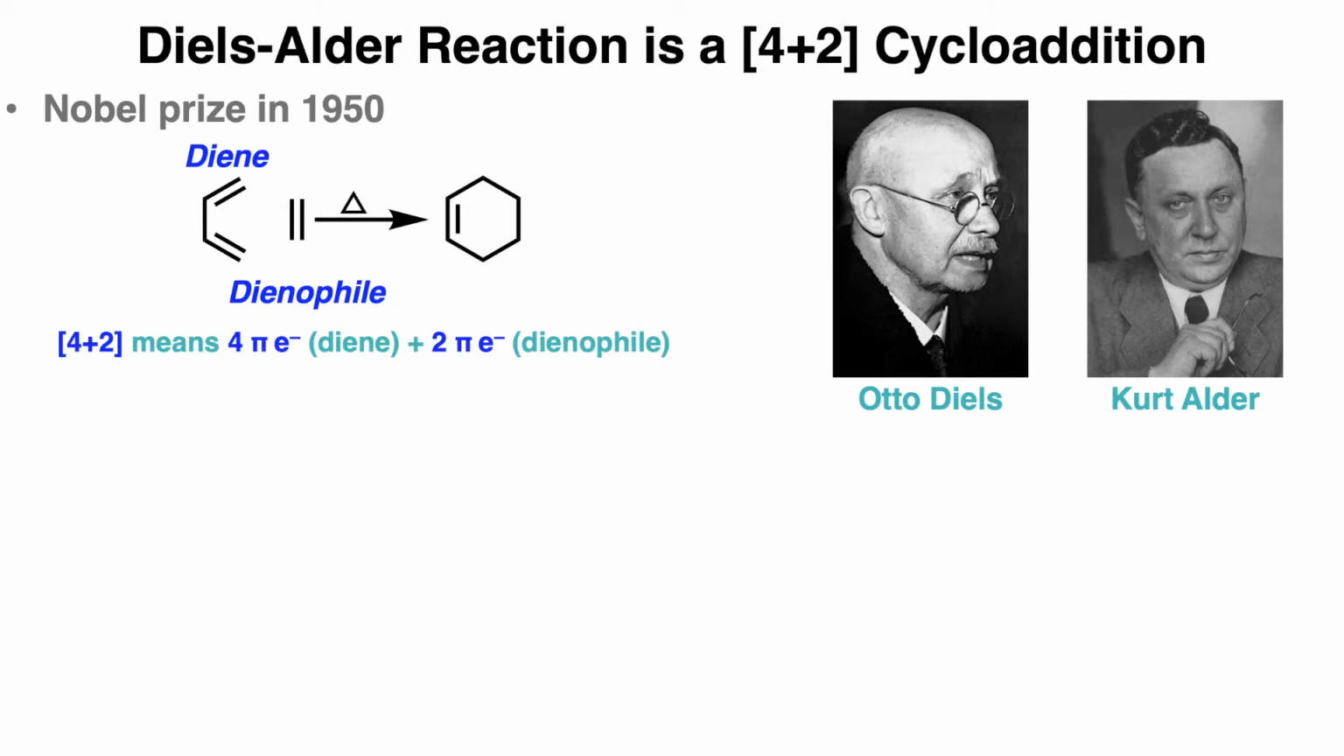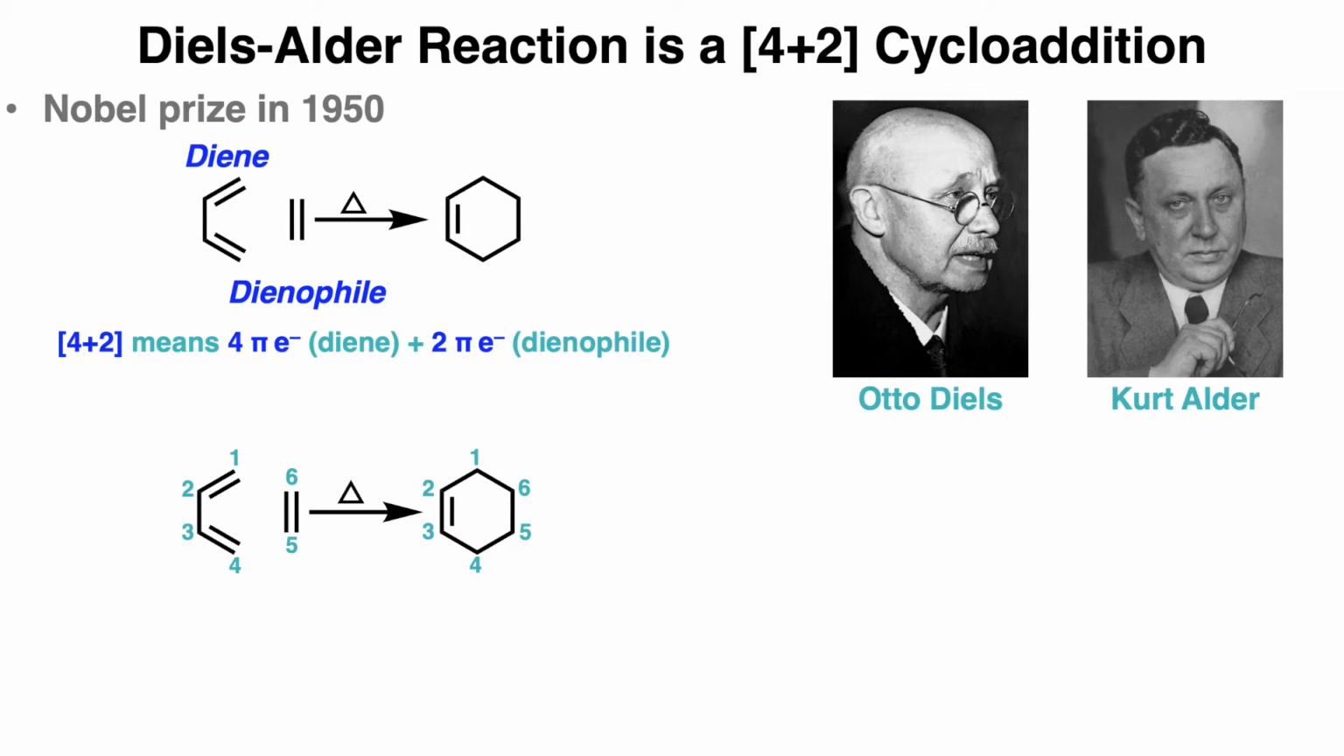It's specifically called a 4+2 cycloaddition, where 4 pi electrons from the diene add to 2 pi electrons from the dienophile to form the 6-membered ring product. Let's number the 4 carbons part of the diene as C1 through C4. And then let's label the dienophile as C5 and C6.